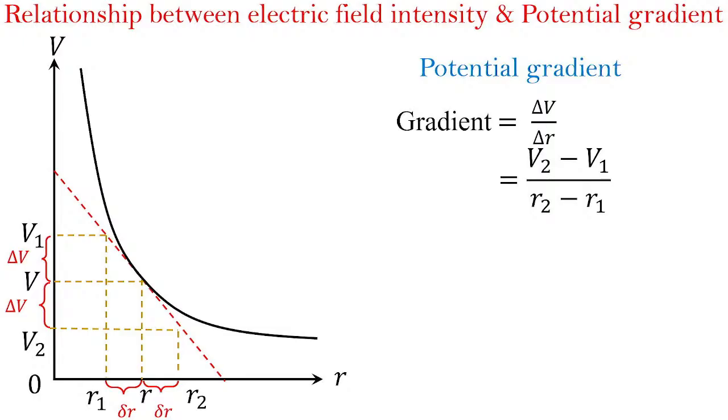And at a glance you can see R2 bigger than R1. Why? R2 is R plus delta R. R1 is what? R minus delta R. Right?